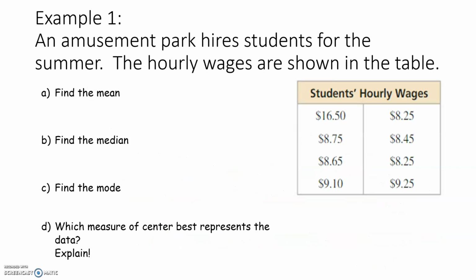So example 1 says an amusement park hires students for the summer. Their hourly wages are shown in the table. Find the mean, median, and mode. So what we're going to do first in finding our mean is we're going to add up all of our numbers. So we're going to add all of these together.